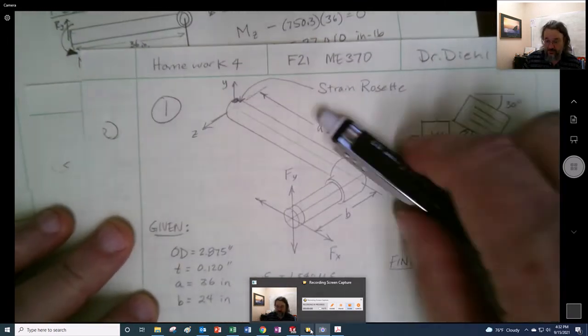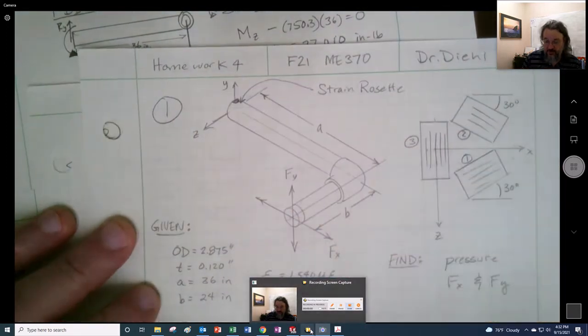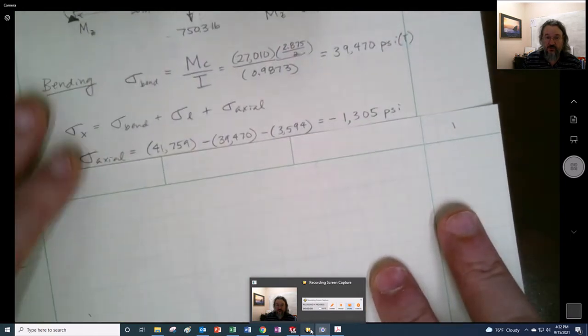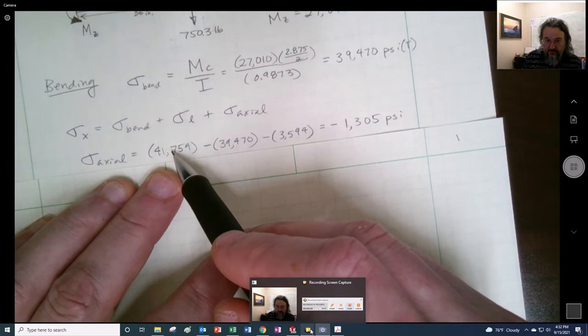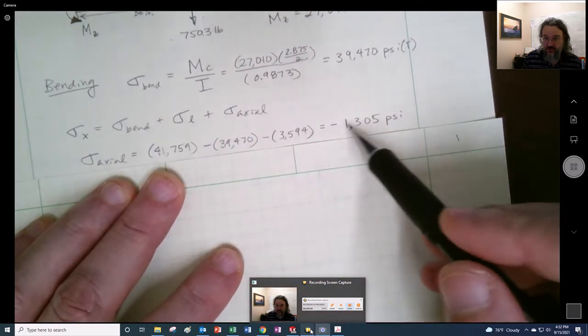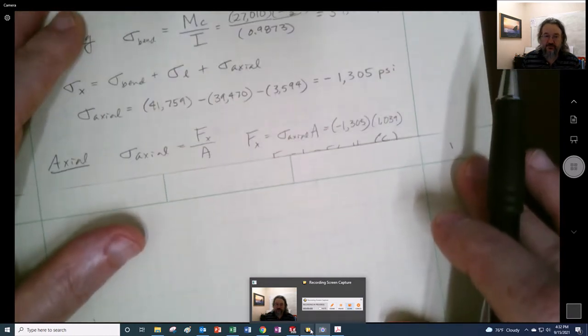So we can see that longitudinal is pulling this way, bending is pulling this way, and axial is going to pull that way. But we'll see when we get to it, we can find the axial by subtracting out from the x, the bending and the longitudinal, and we see we get a negative number. Therefore, it must be in compression.